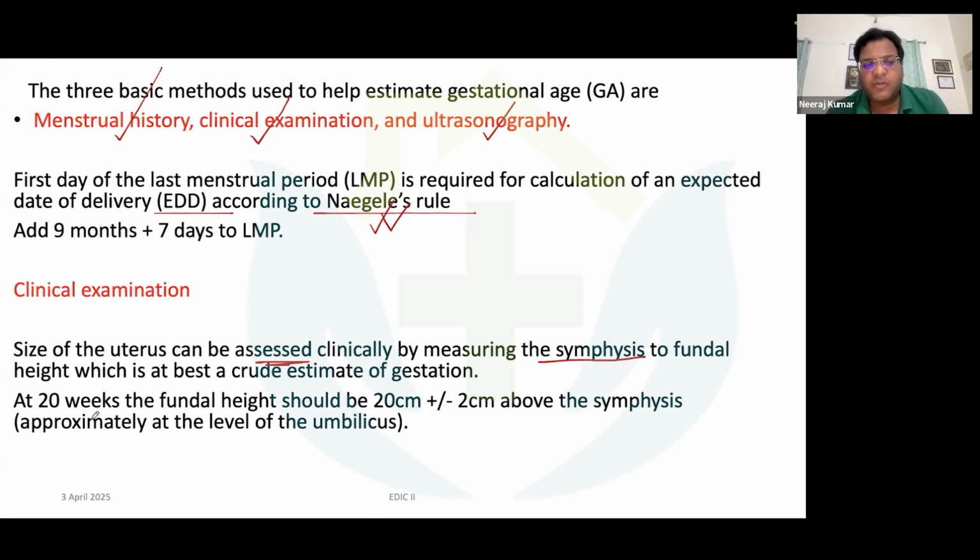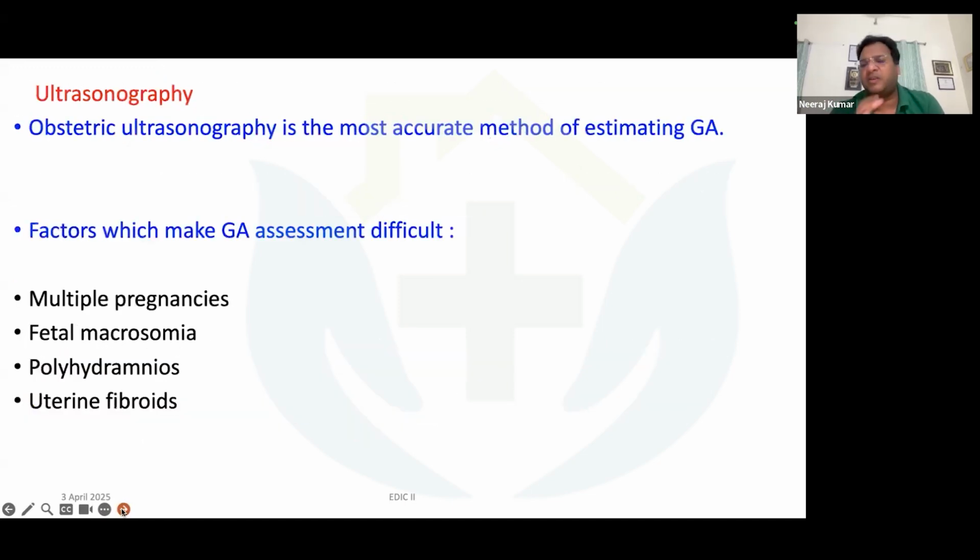It means if you are doing the clinical examination at 20 weeks of pregnancy, the fundal height should be how much? It should be 20 plus or minus 2 centimeters. So it may be either 18 centimeters or 22 centimeters above the symphysis, which approximately corresponds to the level of the umbilicus. So this is another part of the clinical examination. And the first part is obtaining the menstrual history, for knowing the estimated date of delivery, or expected date of delivery. Now the third part is the ultrasonography.